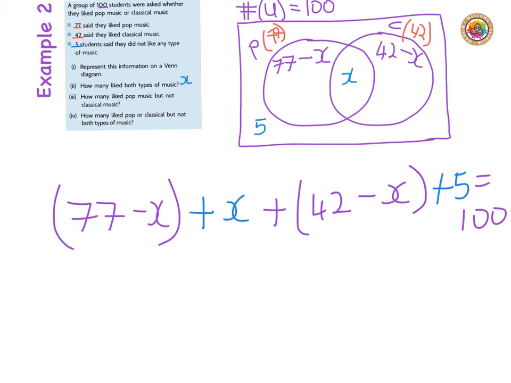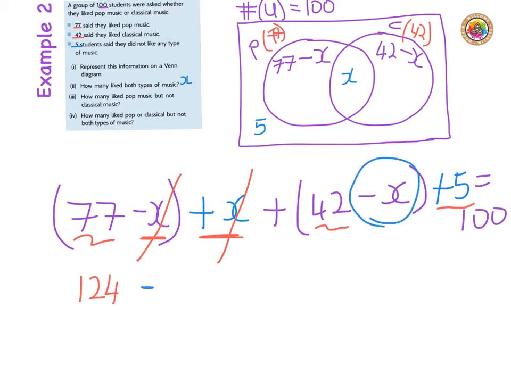Okay, so if I look here at minus x and plus x, I know that minus x, adding on x, brings it back to 0. They're going to cancel, so I can get rid of those straight away. The next things I'm going to look at: here I have 77, here I have 42, and here I have 5. Adding those three numbers together, 77 plus 42 gives me 119, plus the 5 gives me 124. And the only thing I'm left with up here is my minus x.